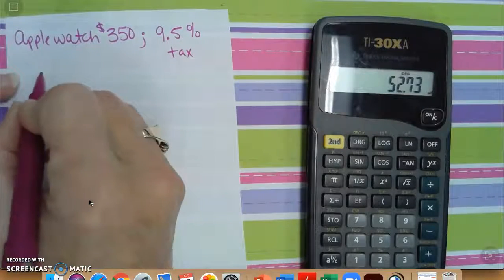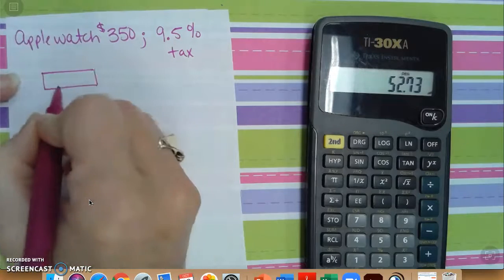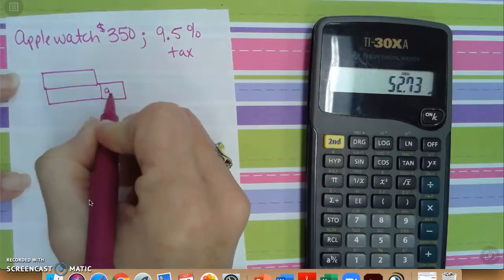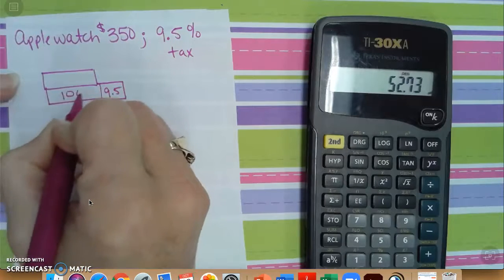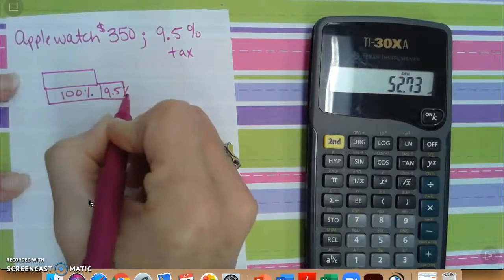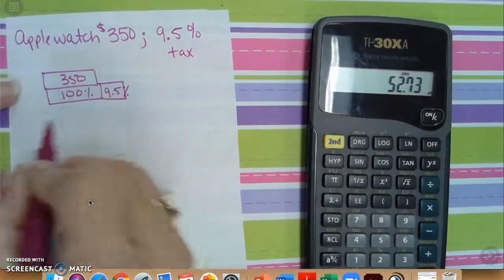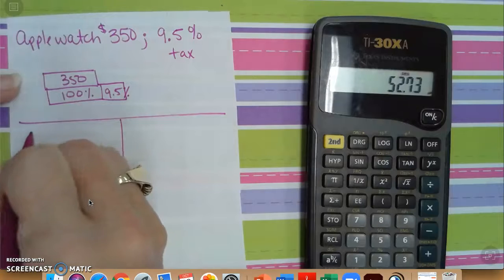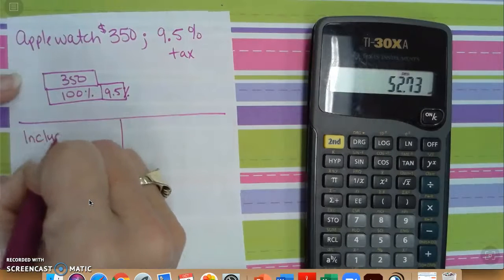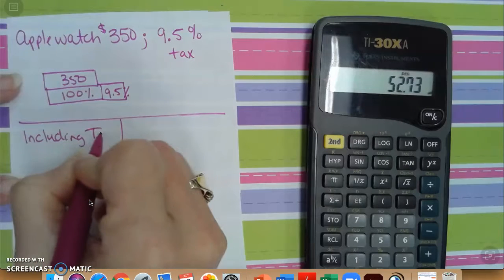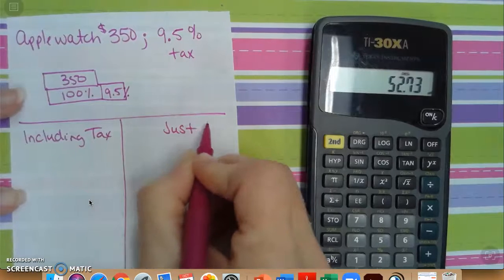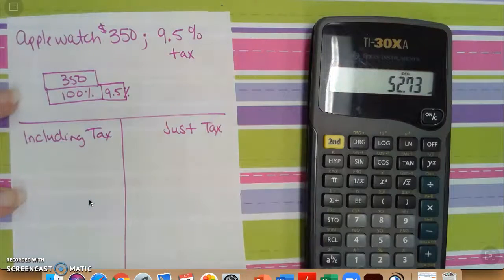We got an Apple Watch. Here's the watch. Remember, that's 100%. And then there's our 9.5. Here's our 100%. I should put percent signs. And our watch costs $350. Again, we're going to do including tax, so that's the whole thing, and then we're going to look at just tax.